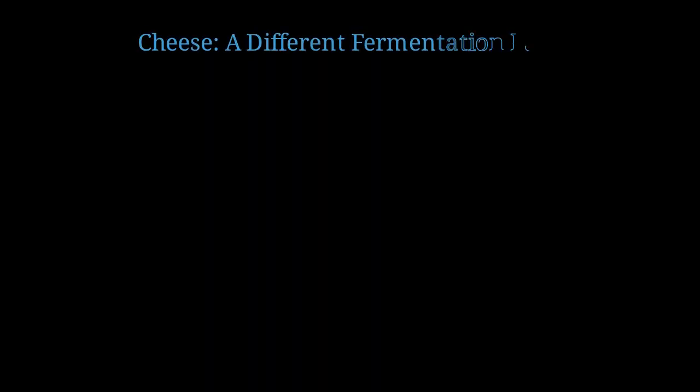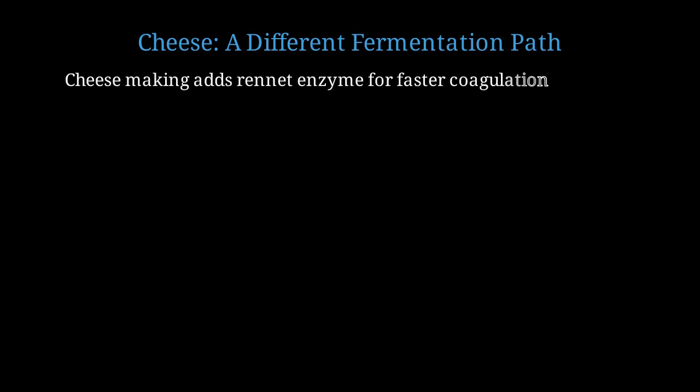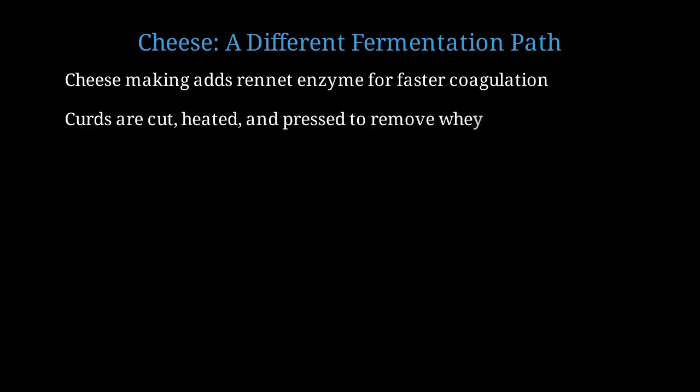Now let's briefly discuss cheese, which uses similar principles but takes fermentation further. In cheese making, we add rennet, an enzyme that cleaves a specific peptide bond in kappa casein. This destabilizes micelles and causes rapid coagulation even before pH drops significantly. The coagulated proteins form curds, which are cut into pieces. They're heated to further expel whey, then pressed into molds. This creates a much denser protein network than yogurt.